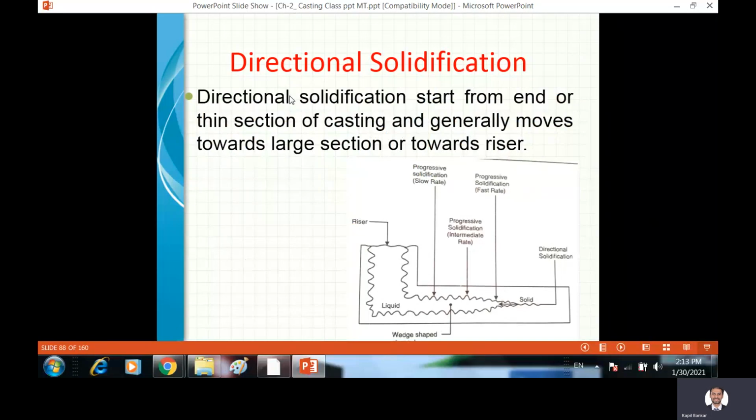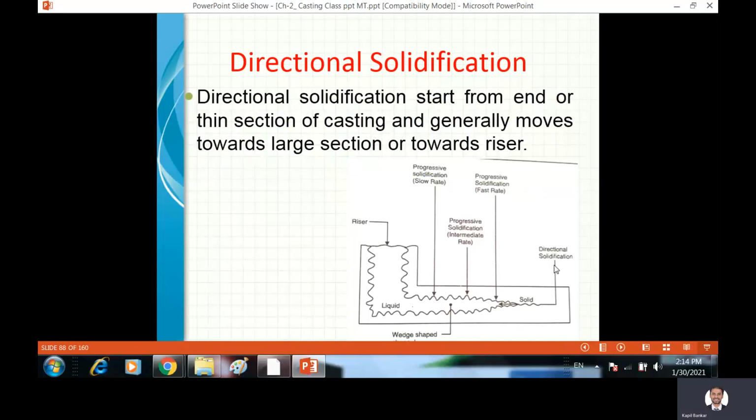And what is directional solidification? Directional solidification starts from the end. This is the end of the casting. So directional solidification starts from this end or thin section of the casting and generally moves towards the large sections, that is, from the end side towards this large section. This large section is the riser. So it will start from the end and go towards the risers. This solidification is called directional solidification.